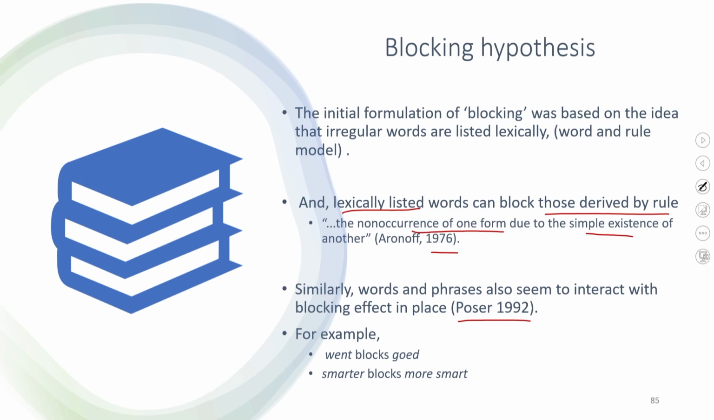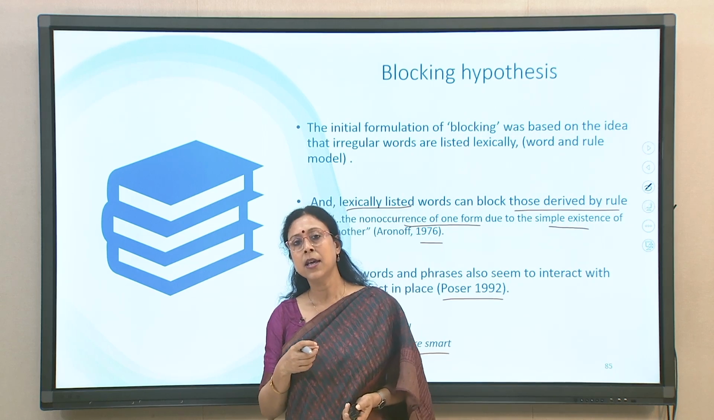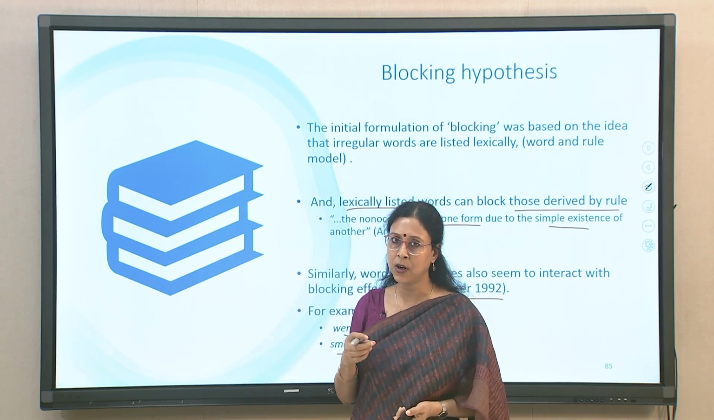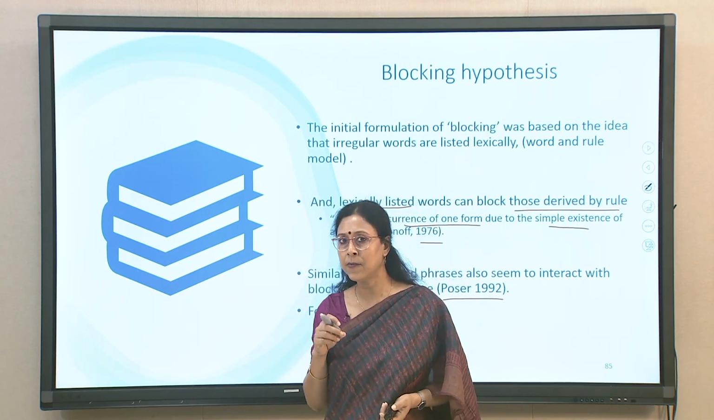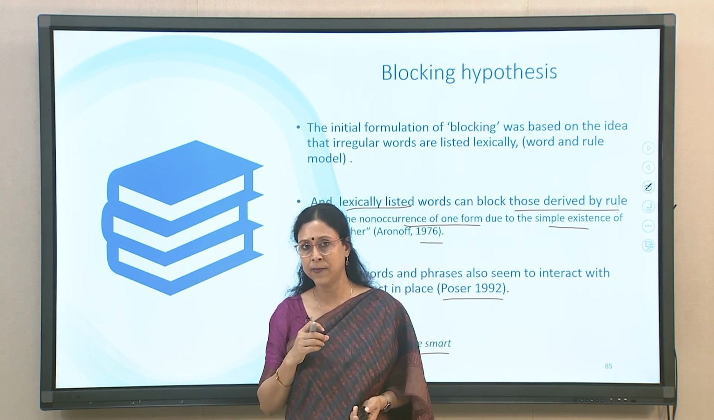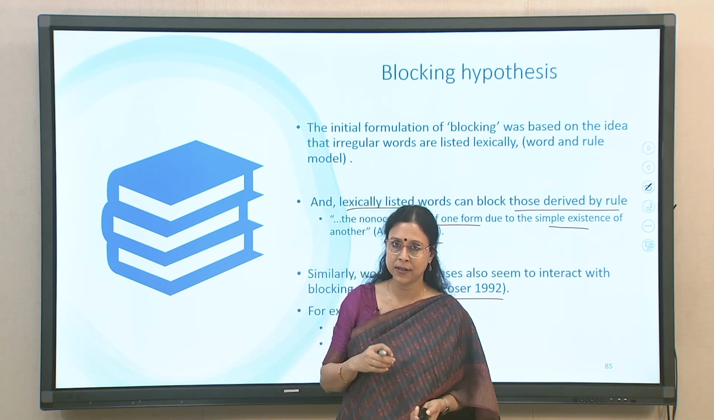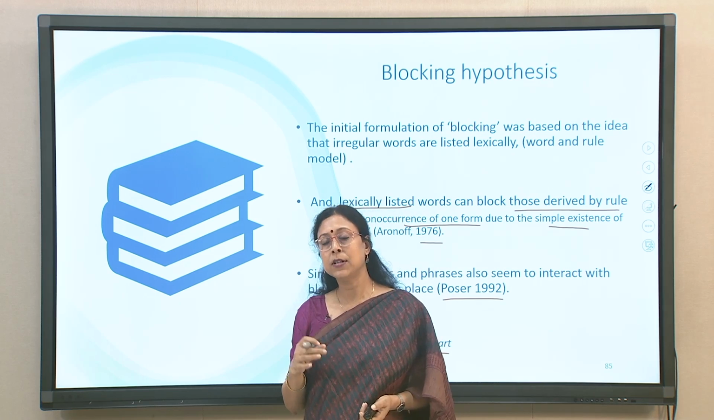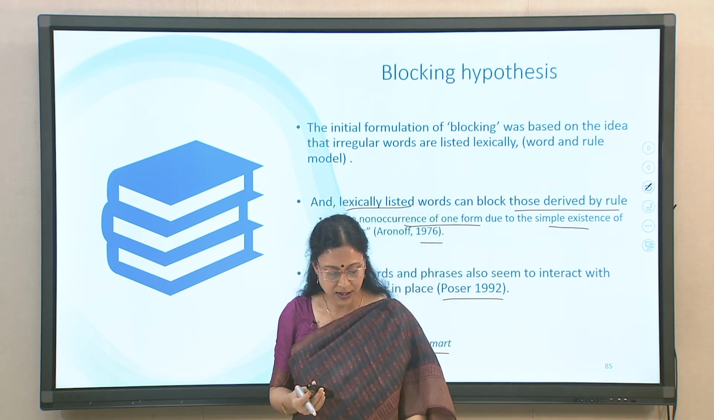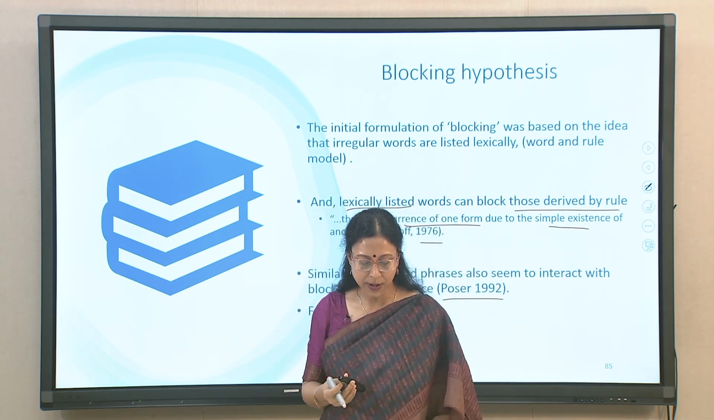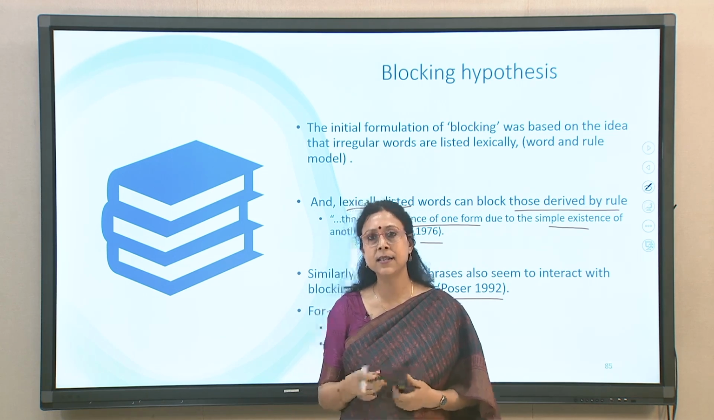So, there they talk not only about went blocking good, but also the word smarter blocking more smart. When you have to create the superlative or the comparative degree, the English language gives you an opportunity of using the suffix er for creating the comparative form. So, bright, brighter, smart, smarter, like that. But you also have the structure where you form it using another lexical entity like more.